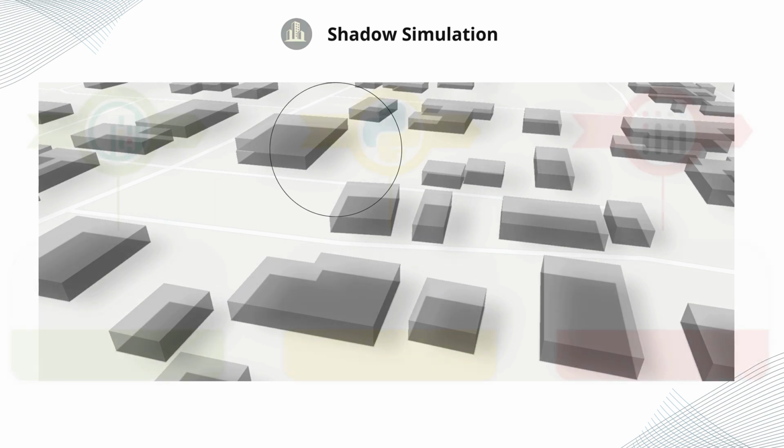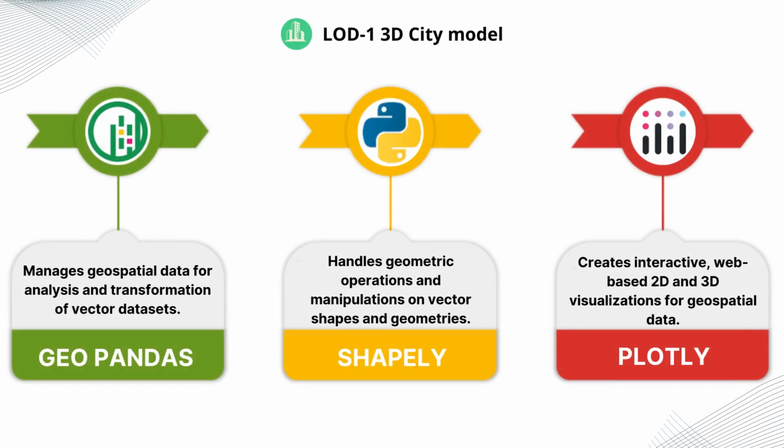These are the 3 libraries: GeoPandas, Shapely and Plotly. To create 3D models, GeoPandas is used to collect and organize map data like building shapes, Shapely to handle the shapes of the buildings and streets, making sure everything fits correctly, and Plotly to show the city in 3D, allowing us to see things like sunlight and shadow.